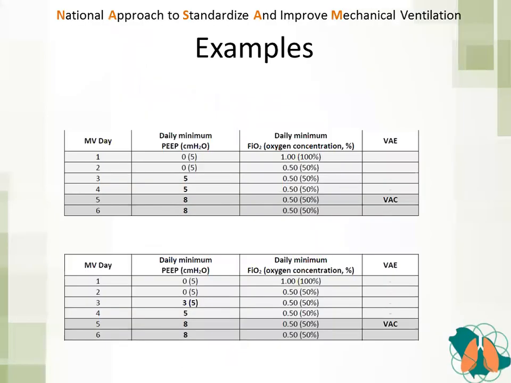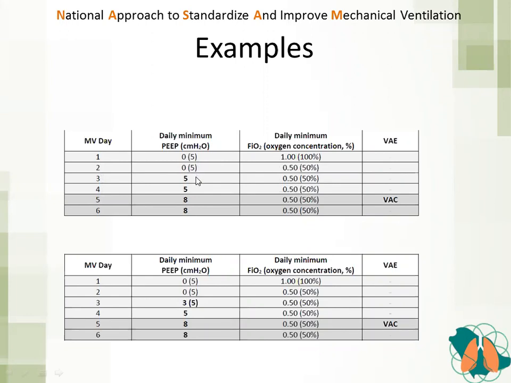So an example for this, you can see the daily minimum PEEP here. From 0 to 5, it's considered as 5. So any number from 5 and below is considered as 5 for the PEEP. So you can see in this example here, 5, 5, 5, 5, 8, 8. So you have the first day of ventilation, second day, third day, 4, 5, and 6. And this is the minimum PEEP, and this is the minimum FiO2.